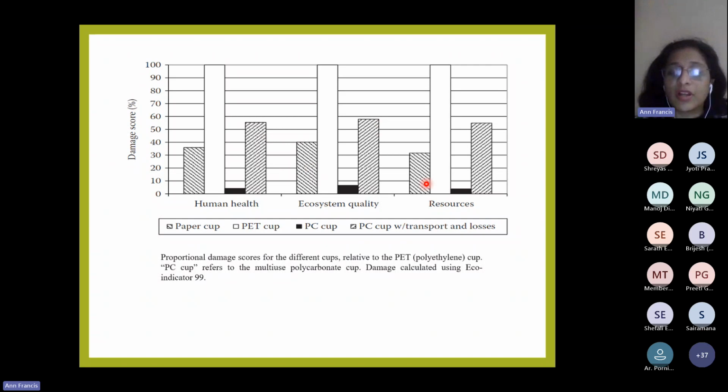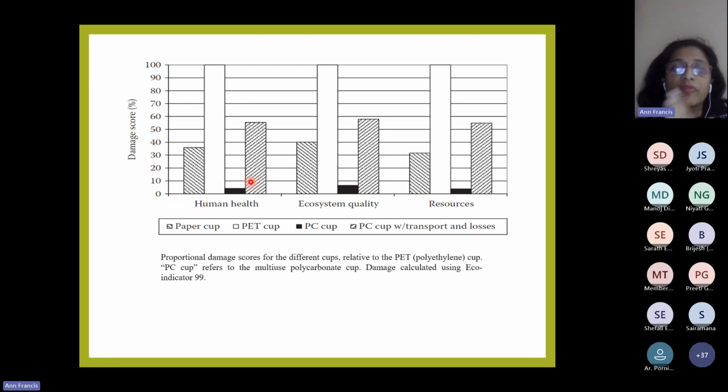So this is a comparison across three indicators. Here, when we say 100, we are comparing the polyethylene plastic cup as having the highest impact. Compared to the plastic cup, what is the impact relative to the other options or other scenarios we have considered? So this is what in LCA generally you will find.